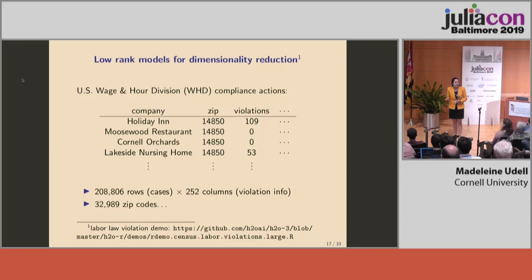Okay, and one thing that people might do is fit a different model for every zip code. That's going to work really badly here, because we've got 33,000 zip codes and 200,000 rows. So that means in every zip code, even if they were split evenly, we'd have like 8. That's not enough cases to fit a model with 252 columns.